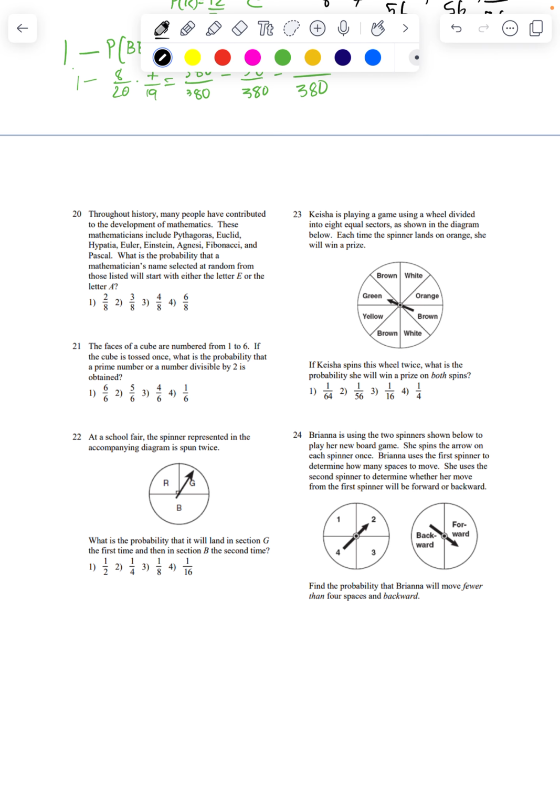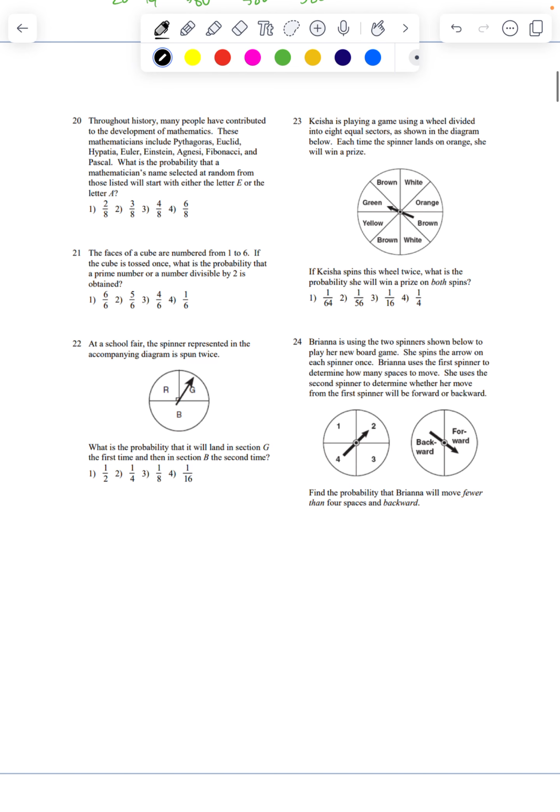All right, now let's take a look at 20. Fun example. Throughout history, many people have contributed to the development of mathematics. These mathematicians, including Pythagoras, Euclid, Hypatia, that's a woman out of this entire list, Euler, Einstein, Agnesi, Fibonacci, and Pascal. What is the probability that the mathematician's name selected at random will start with either the letter E or the letter A? So there's 8 mathematicians total.